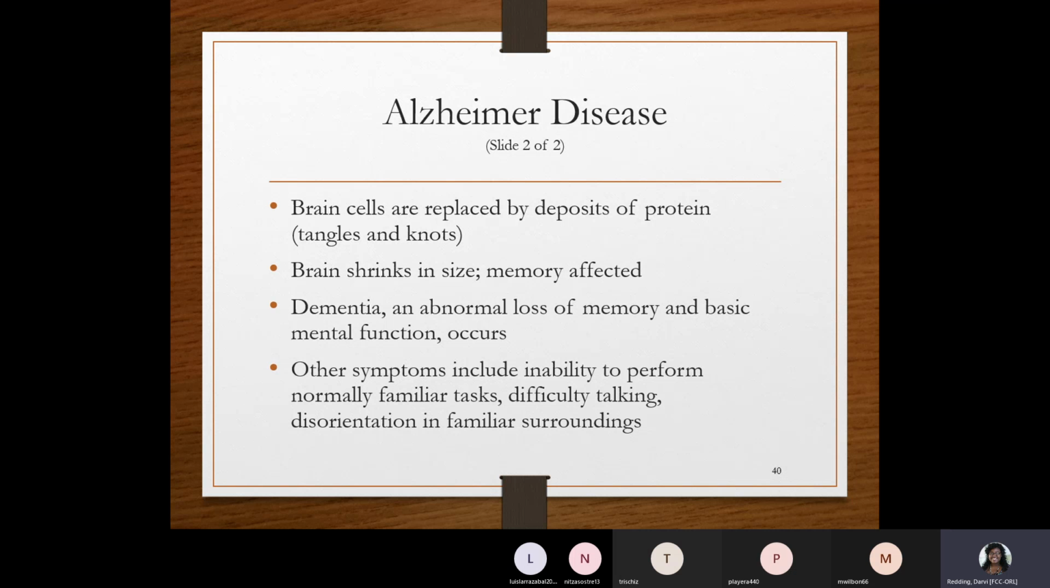And a more, I like to say, intense part of Alzheimer's disease is a person having dementia. And that's an abnormal loss of memory and basic mental function. That's where that occurs. So there are some other symptoms, which could include the inability to perform normally familiar tasks. The person can have difficulty talking, or the person can have disorientation in familiar surroundings.